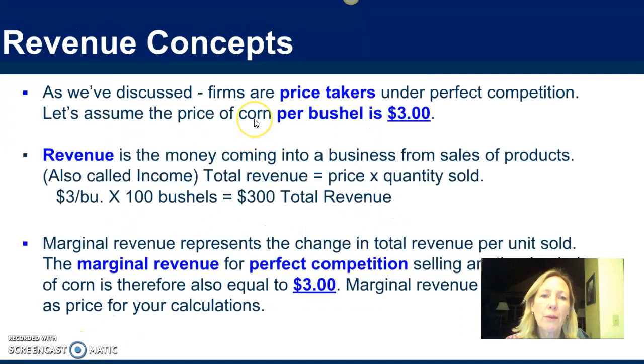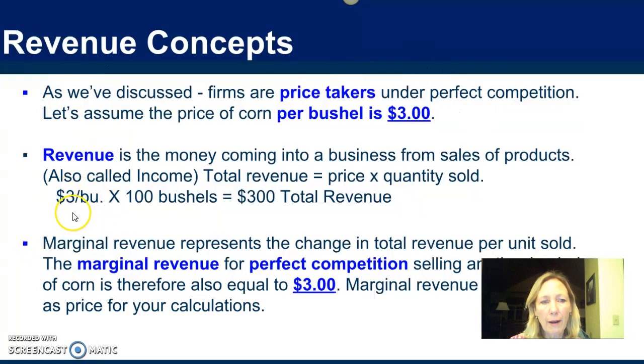Okay, so now that we've talked about costs, let's talk about revenue. Revenue is also called income. Either way, the book uses different terms, but I think they use the term revenue mostly. As we've talked about, most farming operations are price takers. So let's assume that the price of corn is $3 per bushel. Revenue is the money coming into the business from sales. Cost is money going out of your business for things that you purchase. That's pretty common sense.